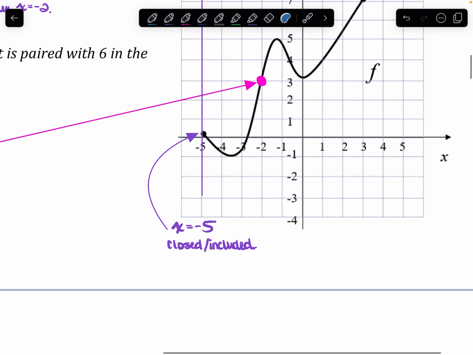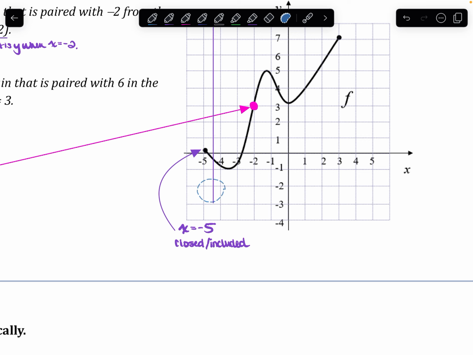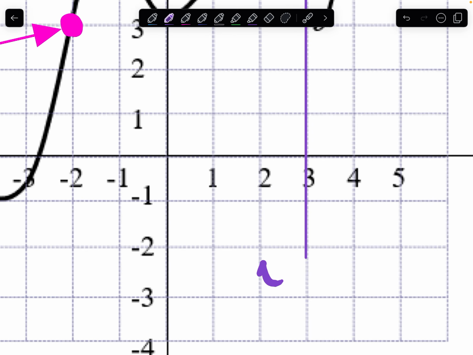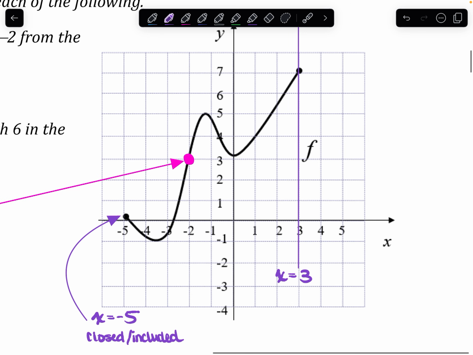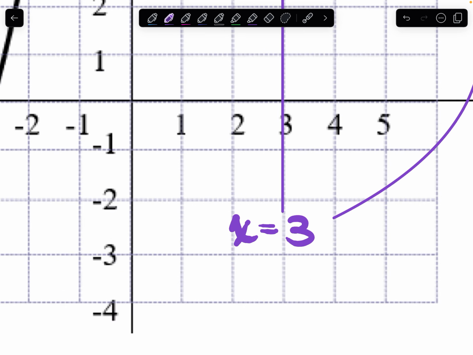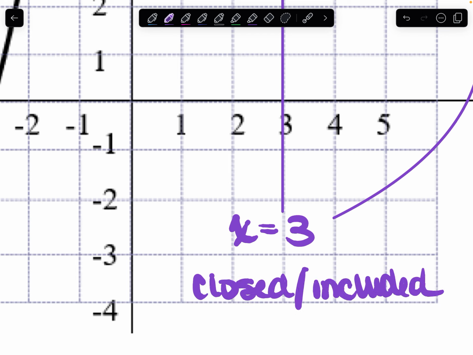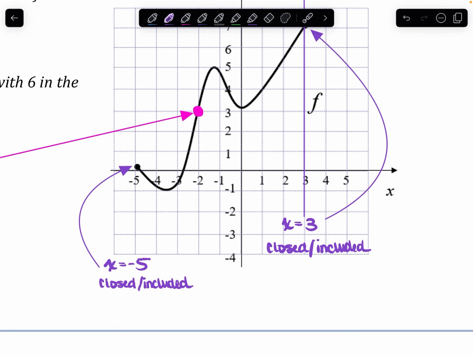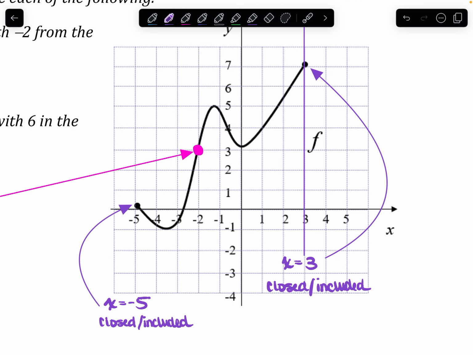And then we move our vertical line over, and I am looking for the largest x value I'm allowed to take on. Everything in the middle is covered. So over here, it looks like the largest is 3. So this will be x equals 3. And if I look at my point, it is also closed, so it is also included. Remember, when it's open, it is considered to be excluded. So this one is also closed or included. So I can take on any x value in between those two numbers, and I can take on both the -5 and the 3 because of the closed circles there.